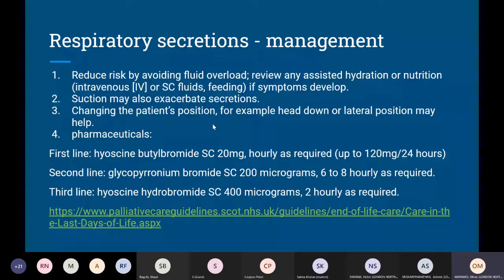This is actually from the Scottish Palliative Care Guidelines, which puts hyoscine butylbromide as their first line. In the trust that I work in and the many trusts that I've seen, glycopyrronium is actually the first-line choice. So it's different in the UK. However, you would probably choose both of these before hyoscine hydrobromide, unless, of course, that patient would be adequate for the side effect profile.